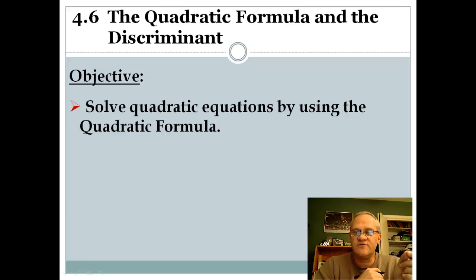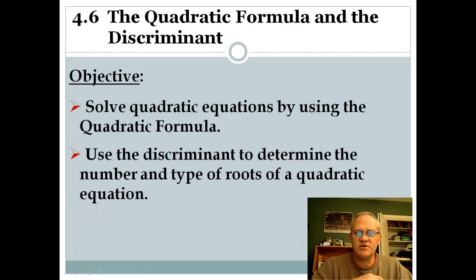The good thing about the quadratic formula is it will always work. If you're factoring, you may not always be able to factor to find the solution. Graphing, you may not easily be able to use graphing to find an exact solution. You can get maybe an approximation at times, but graphing's got some limitations too. So this will always work. And the other thing is then we want to use the discriminant to determine the number and type of roots in a quadratic equation, and the discriminant is part of the quadratic formula. We'll talk about that in a few minutes.